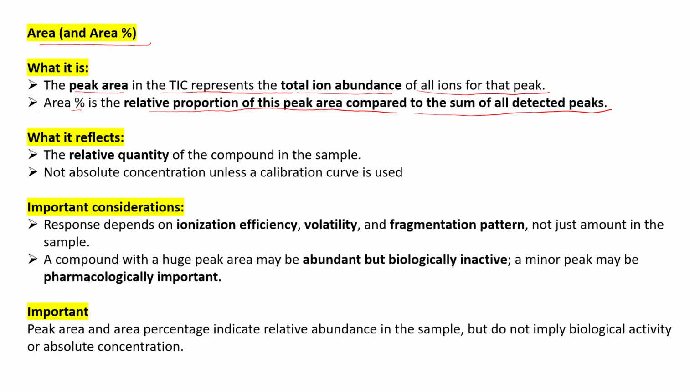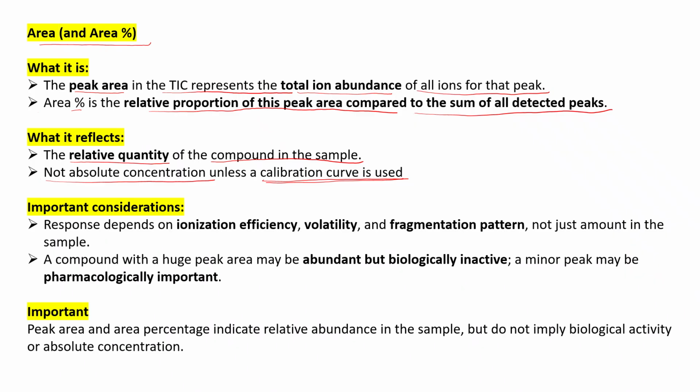That means the proportion of our peak as compared to all the peaks that have been detected. And it reflects relative quantity of the compound in the sample, not absolute concentration unless a calibration curve is used. So this will only tell us the relative quantity of the compound compared to other samples, but if we want to know the absolute concentration, we will have to make a calibration curve.